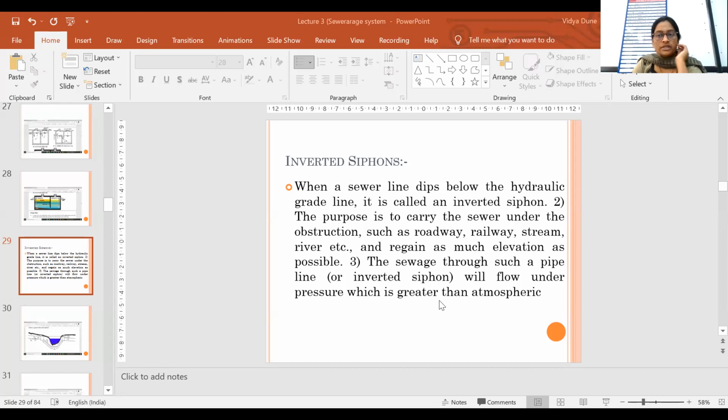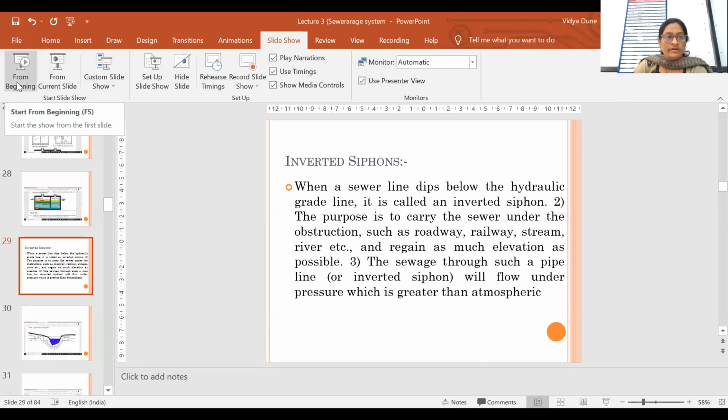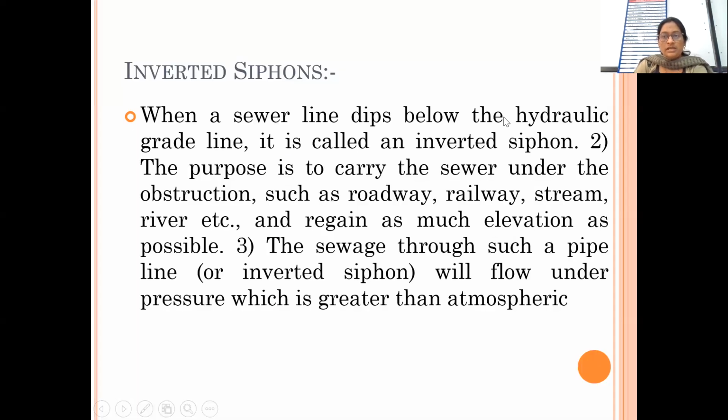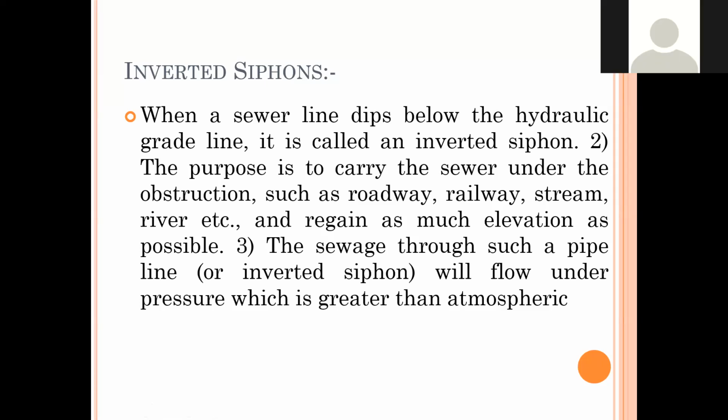So until now we have studied the various types of appurtenances, and the next one is the inverted siphon. We already discussed it that day, and I hope you understood, but I will still repeat some part because it was only open for the last 5 minutes. Inverted siphon is nothing but an arrangement made for emergency situations, where there is no option to transport the water because of obstacles. The obstacle may be a roadway, railway, stream, river, any kind of obstacle.